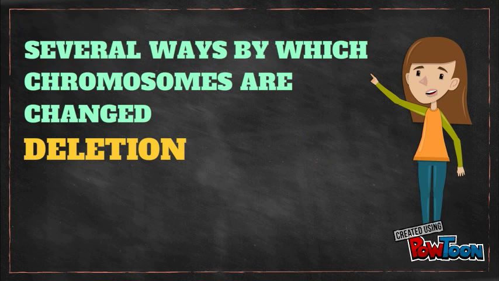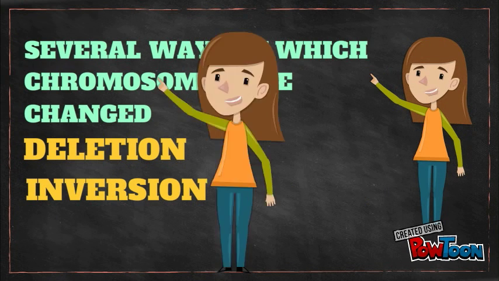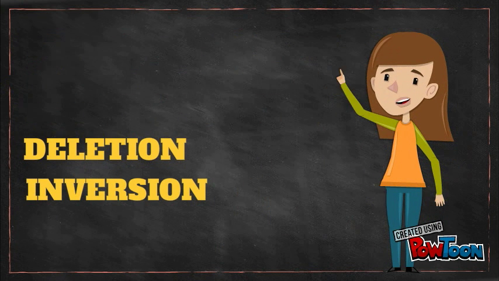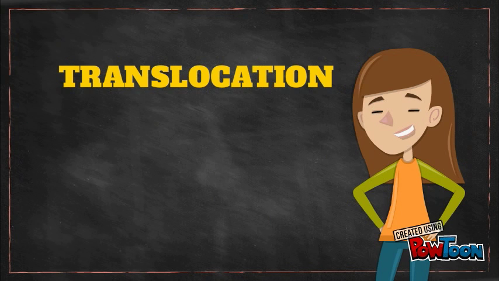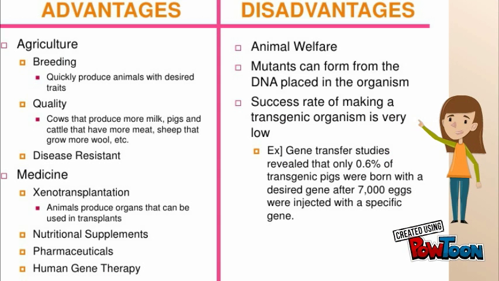For example, deletion. It involves the loss of piece of chromosome or break in DNA molecule, while in inversion, it occurs when a part of chromosome is being inverted. Meanwhile, translocation occurs when a broken part of chromosome is attached to a different chromosome, and duplication occurs when a part of chromosome has been copied or duplicated, resulting in having an extra genetic material from the duplicated segment. And these are the advantages and disadvantages of mutation.